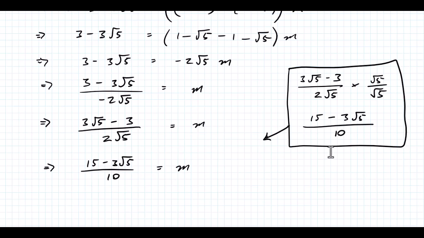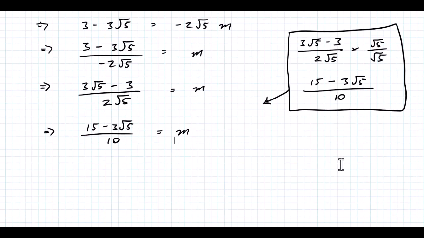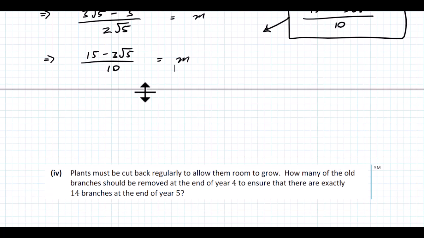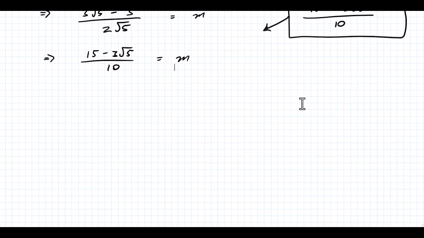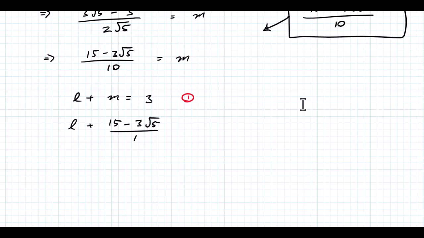Okay, so let's move on then and look for L, or try and find L. So we know that L plus m is equal to 3. That's equation 1. So L plus m is equal to 3. This was our original equation 1. So we now know that m is 15 minus 3 root 5 over 10, and that's equal to 3. So our L then is just going to be equal to 3 minus 15 minus 3 root 5 over 10.